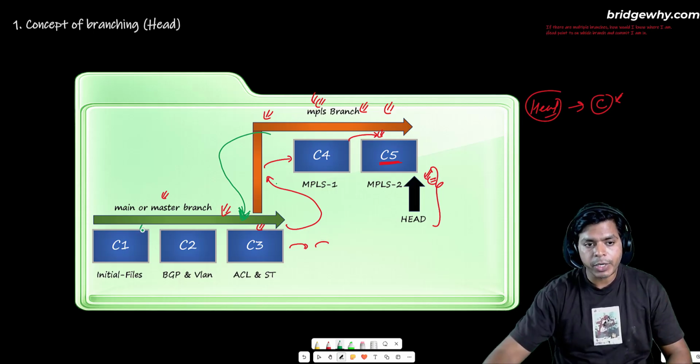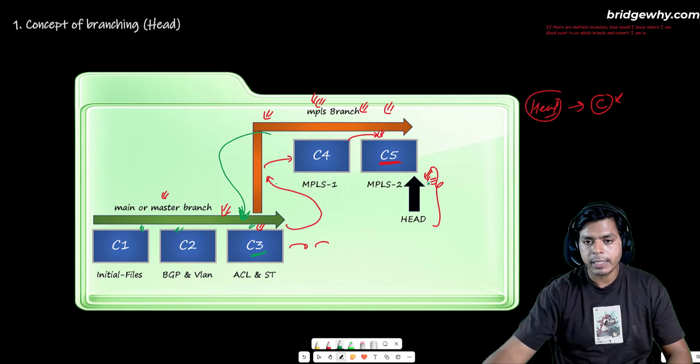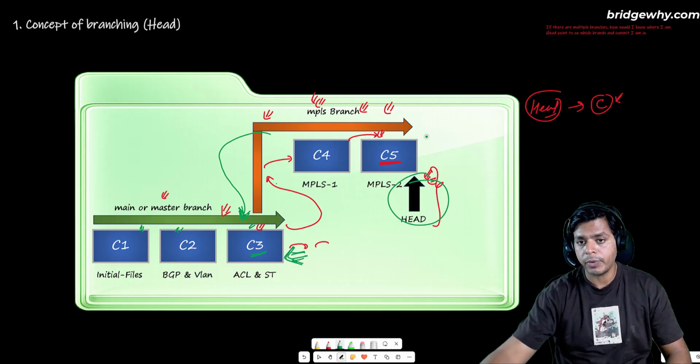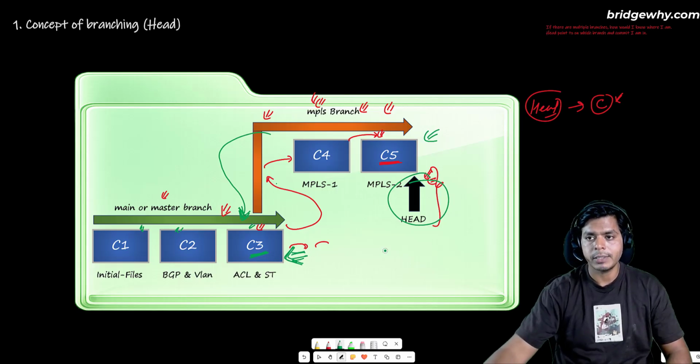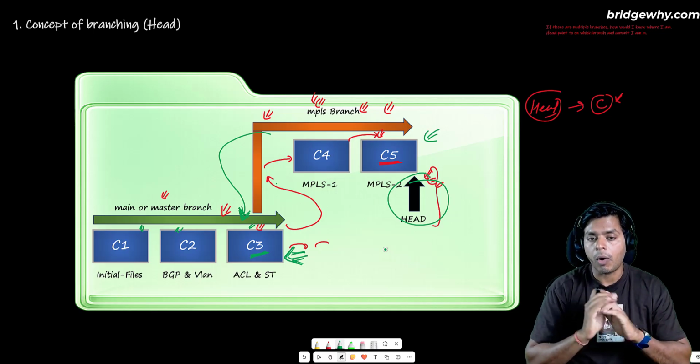But at which commit are you going to come? You will be coming at the latest commit of this main branch, which is C3. It means that in that case, this head will point to C3, right? If the head is pointing to C5, it means that you are in MPLS branch, commit number 5. If head is pointing to C3, it means that you are in main branch, pointing to C3. As simple as that, right? And I will be showing you all the things in the demonstration also.